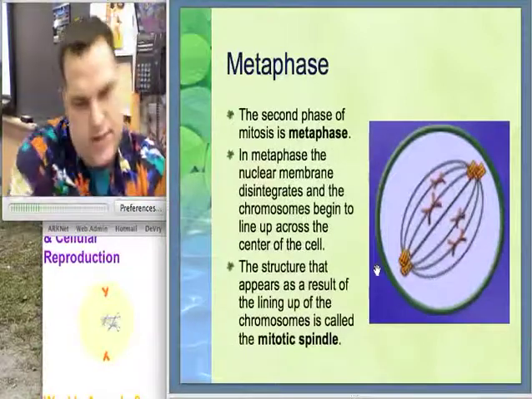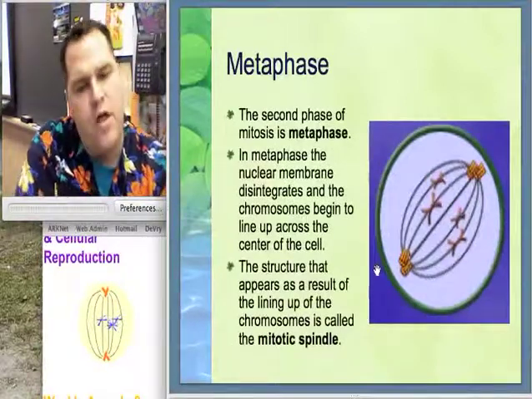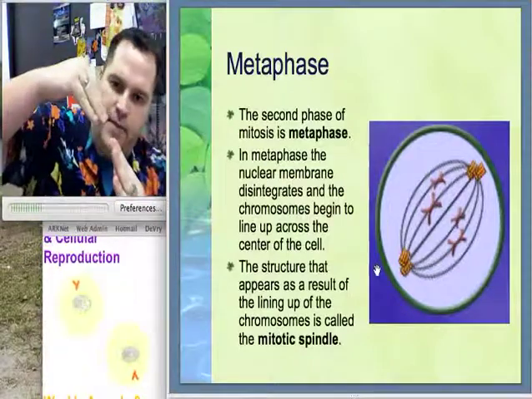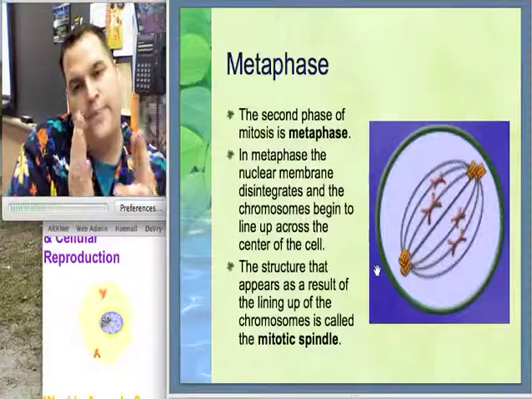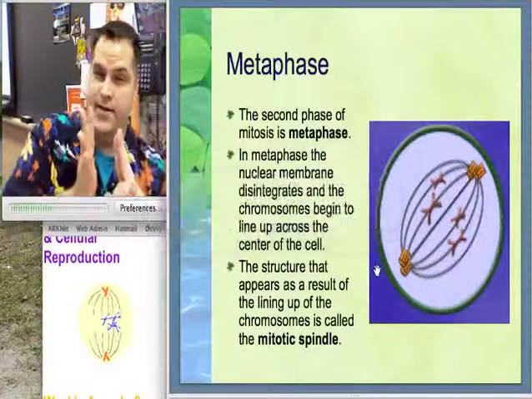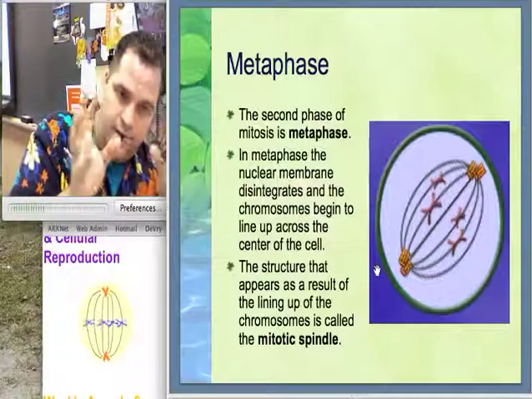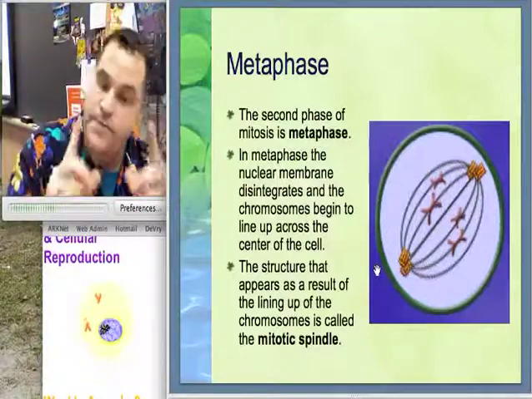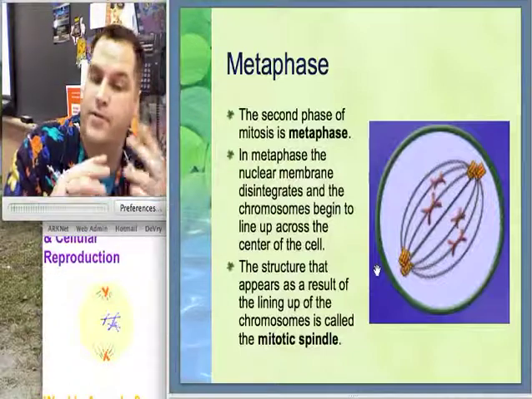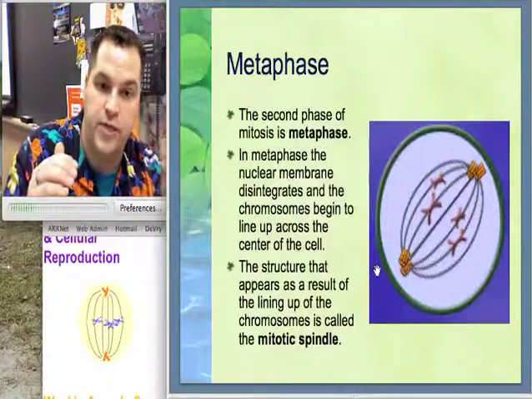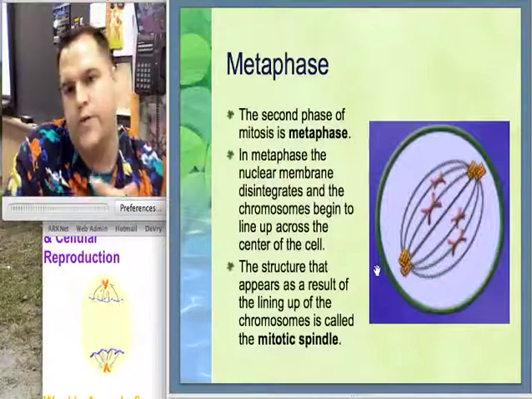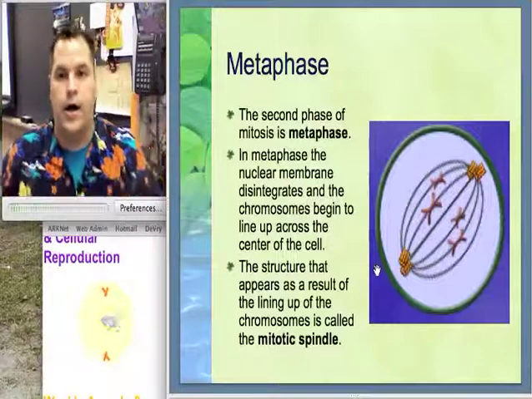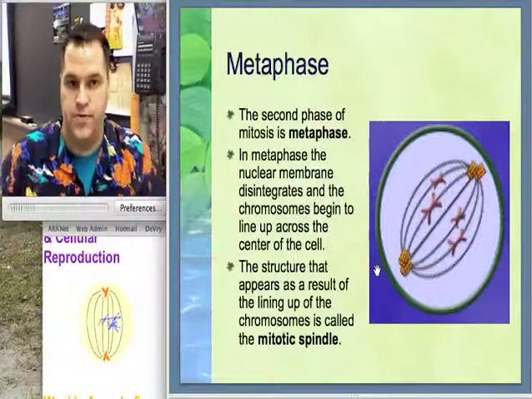During metaphase, which is the second phase of mitosis, the nuclear membrane dissolves and the chromosomes start to line up at the center of the cell. So if prophase is packing, metaphase is middle. The nuclear membrane disintegrates, everything starts to line up at the center. Those spindle fibers that started to build during prophase are going to be connecting, forming what's called the mitotic spindle. This is kind of the skeleton for cellular reproduction in terms of mitosis.